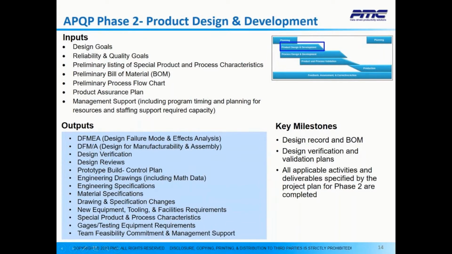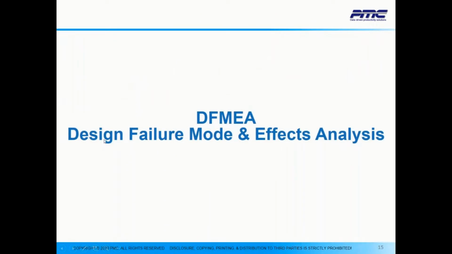The key milestones expected out of this phase are design record and BOM, design verification and validation plans, and again, all applicable activities and deliverables specified by the project plan for phase two are completed. While we're in this phase, one of the key tools that we're using is called a DFMEA, or Design Failure Mode and Effects Analysis.